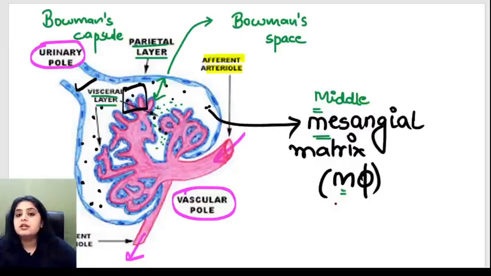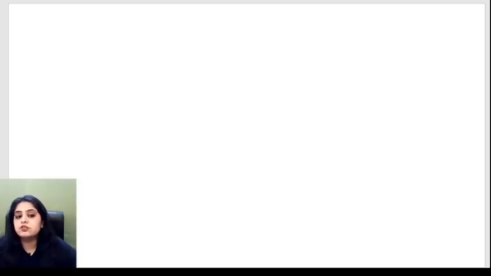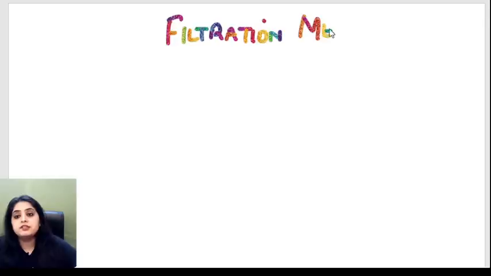Repeating for all of you, if I can ask you the theory first and foremost, what does a filtration membrane have? Remember, a filtration membrane is not a one layer thing. A filtration membrane is a 3-layer phenomenon that you have to know. It has 3 layers. What are the 3 layers?